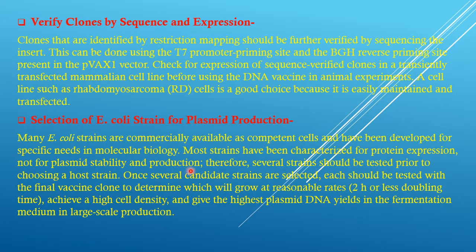That is the biggest concern here, because all the E. coli strains available today are mostly protein expression hosts, but they are barely made for plasmid stability and production. Therefore, several strains should be tested prior to choosing a host strain. Once several candidate strains are selected, each should be tested with the final vaccine clone to determine which will grow at a reasonable rate, with a doubling time of 2 hours or less, achieve a high cell density and give the highest plasmid DNA yields in the fermentation medium in large scale production.